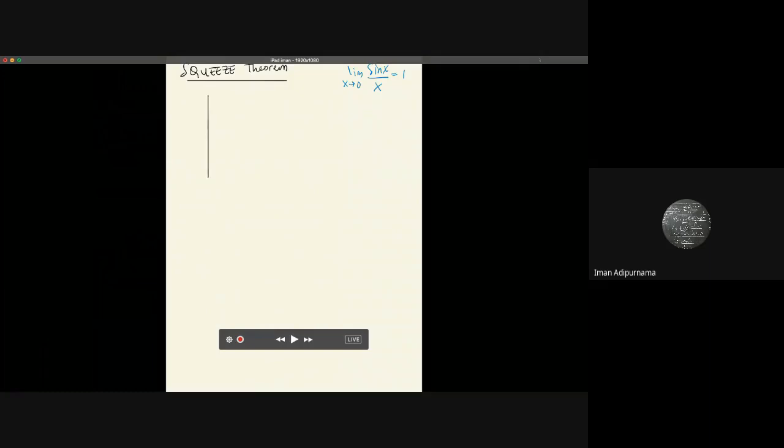Okay, let's go into our discussion on the squeeze theorem. So if I have a function, let's say this function, and then that function, and then that red one, okay?